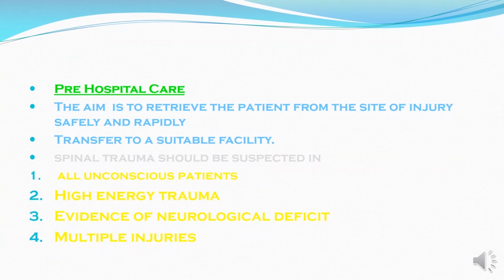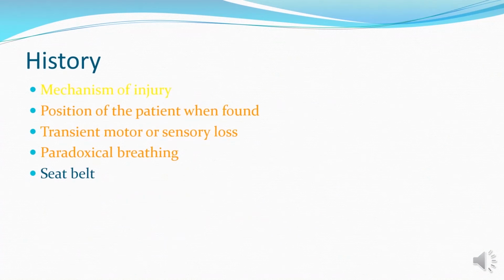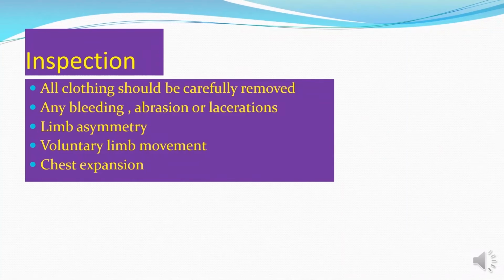Fractured spine should be suspected in all unconscious patients, and in high energy trauma, evidence of neurological deficit, and multiple injuries. We will take history about the mode of injury and the position of the patient when found, and whether he was wearing the seat belt, and we'll see if there is paralysis. Inspection: all clothing should be carefully removed. Any bleeding, abrasion, limb asymmetry.